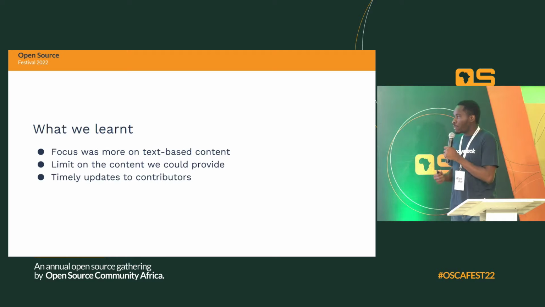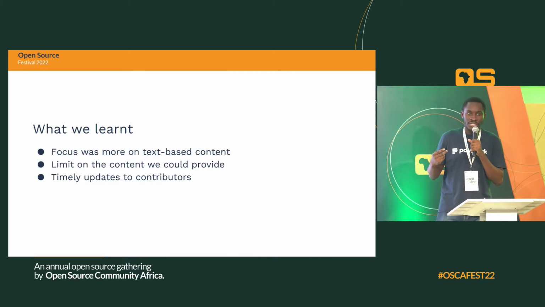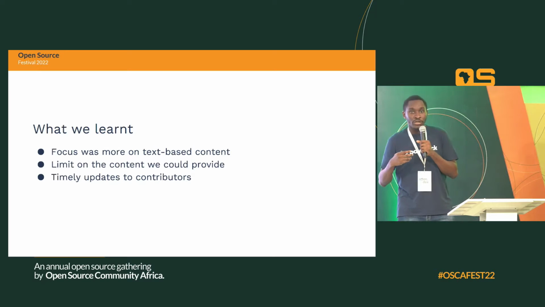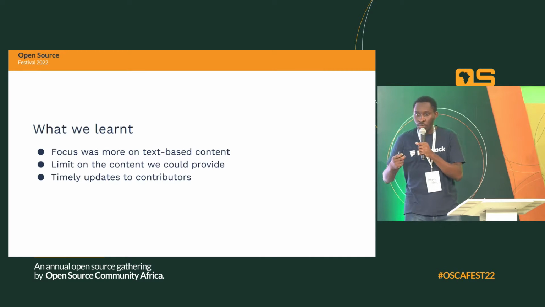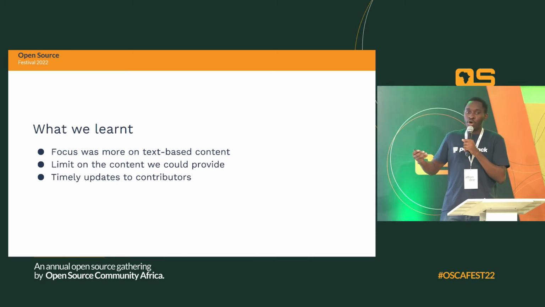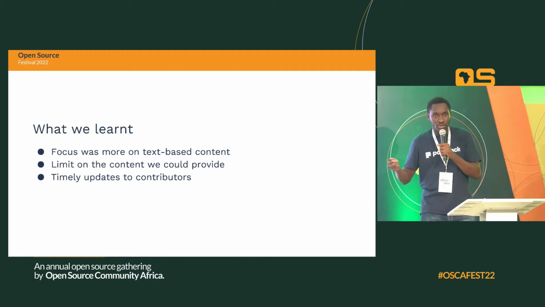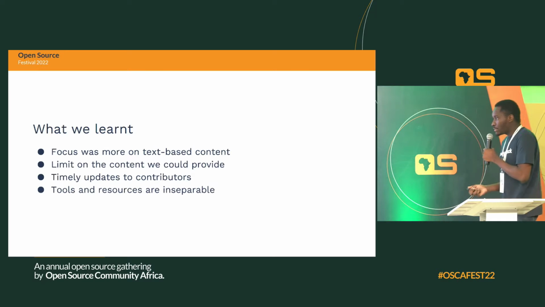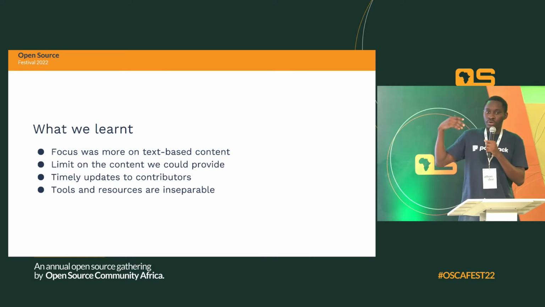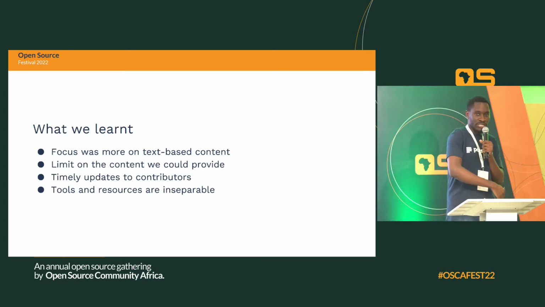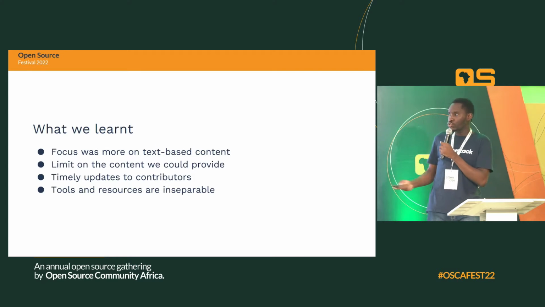The next one was timely updates to contributors. One of the things we've really benefited from the open source community are developers that built a lot of libraries and plugins for us, which we really appreciate. But there's no way for us to give them a timely update when things change on our end, when we release new products or make changes to our APIs. And lastly, we realized that tools and resources are inseparable. You need tools to create good resources, and you also need resources, like your content, to talk about the tools you have.